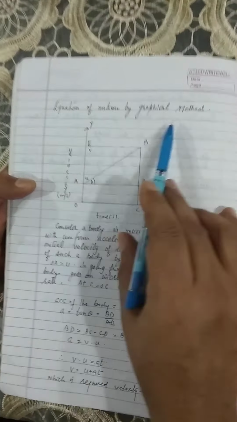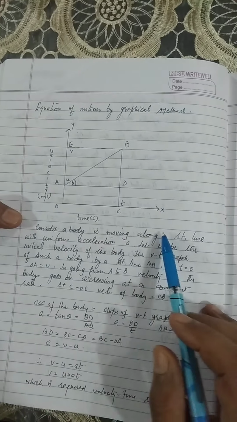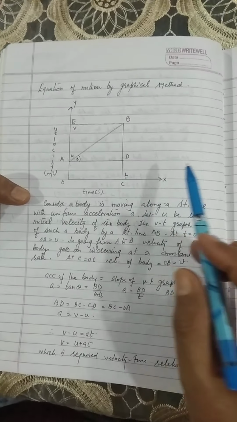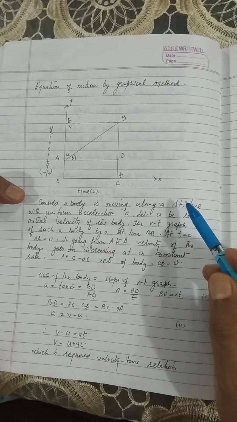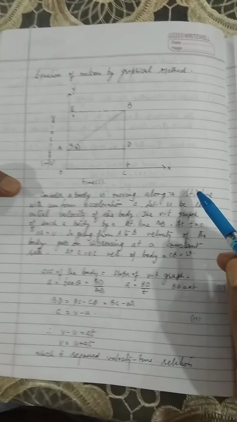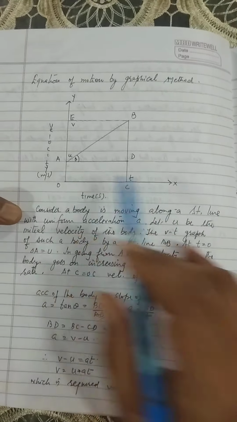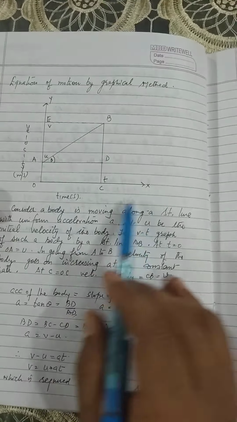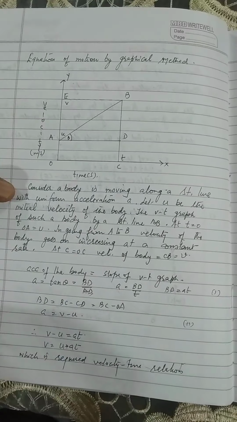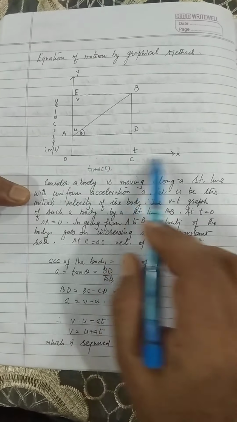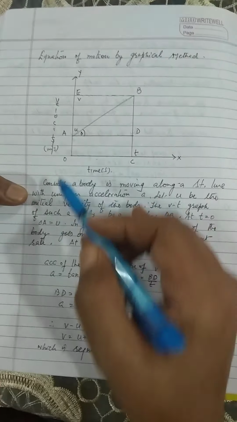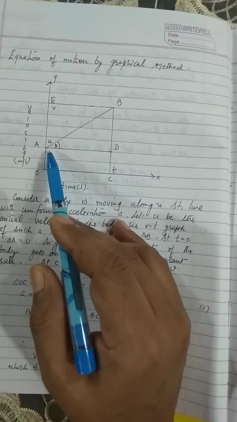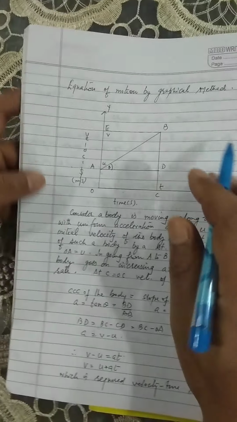Again, equations of motion by graphical method, and there are three equations of motion. You know that v is equal to u plus at, s is equal to ut plus half at square, and v square minus u square is equal to 2as. And we can prove these equations of motion from the VT graph. This is a special case of the VT graph when the initial velocity of the body is not 0. This is the x-axis, the time axis, and the y-axis represents velocity. And this is the graph when the initial velocity of the body is not 0. It's a graph of uniform acceleration.